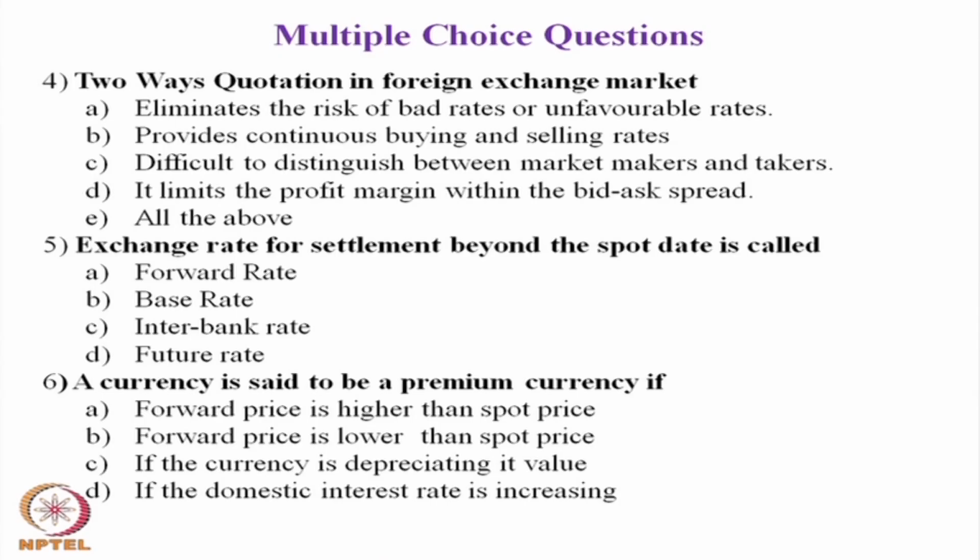Question number 6 for you is: a currency is said to be a premium currency if. The choices are for you: A, forward price is higher than the spot price, B, forward price is lower than the spot price, C, if the currency is depreciating its value, D, if the domestic interest rate is increasing. Mark the answer, keep it with you.